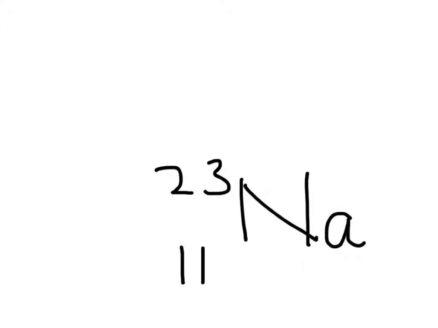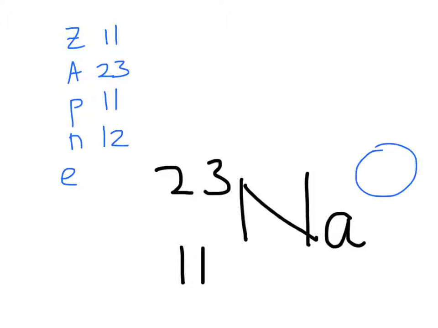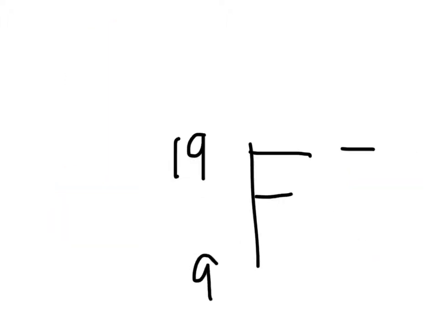The next one is sodium, and we have an atomic number of 11, a mass number of 23. The number of protons equals atomic number, so it is going to be 11. For the number of neutrons, I need to subtract these 2 from each other, and I land up with 12. For the number of electrons, there is nothing over here, so the number of electrons is going to be equal to the number of protons, and therefore it is a neutral atom. The next one, by the way, is called fluoride.